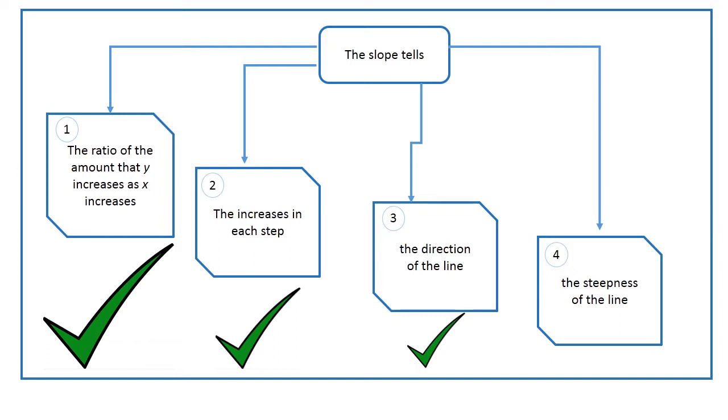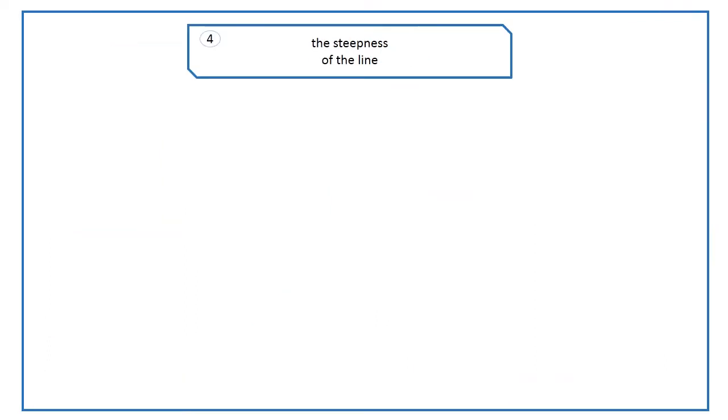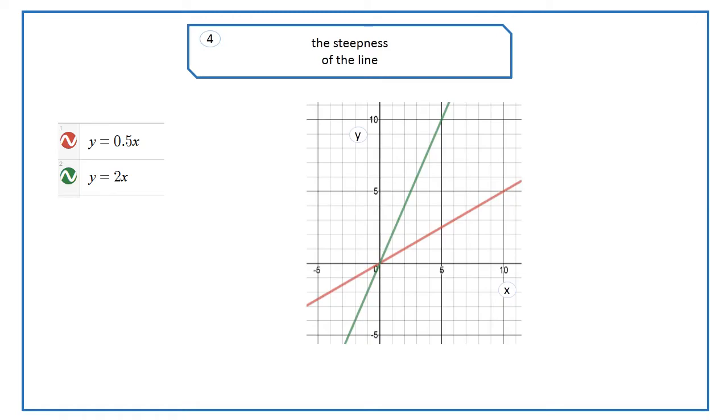Today we are going to talk about the last point, which is the steepness of the line. To understand what we meant by the steepness of the line, let's start by drawing down the two linear equations y equals 0.5x, which is represented in the red line, and y equals 2x, which is represented in the green line. Now the steepness of the line can represent how much is the angle between the line and x-axis. And it's clear that as the slope increases, the angle between the line and the x-axis increases, and the steepness of the line also increases.